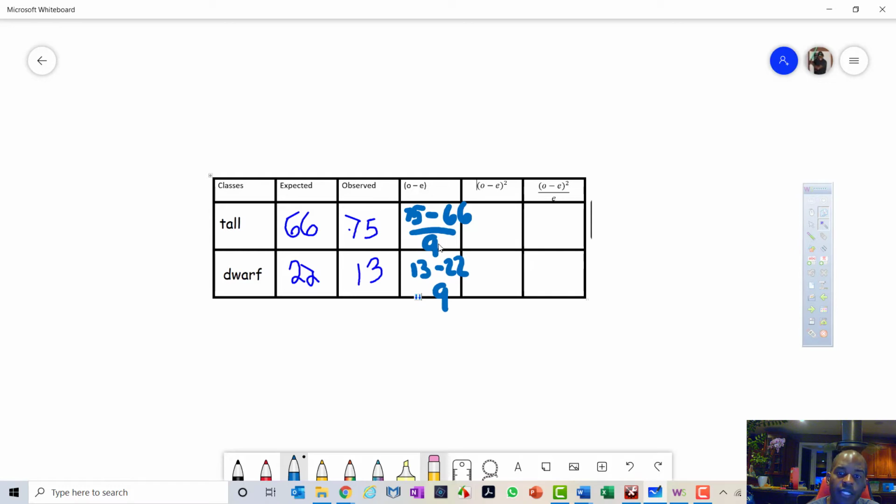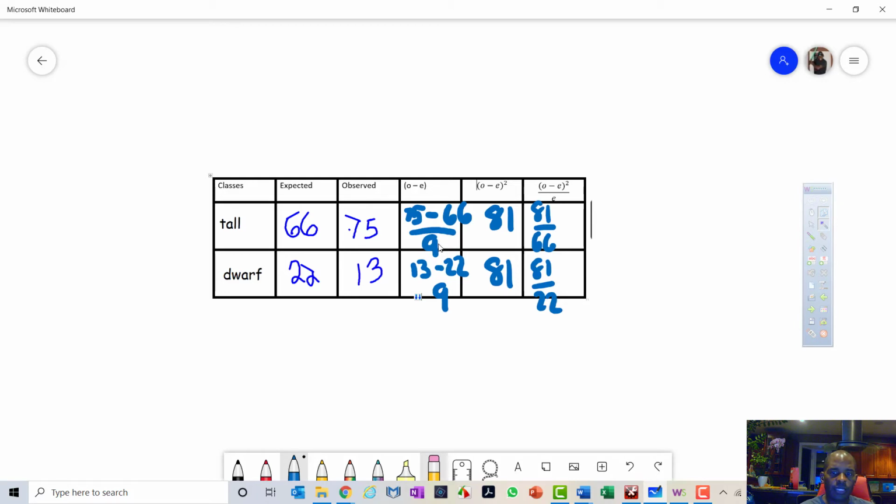Then this next thing over here is observed minus expected squared. So now I'm going to do 9 squared, right? So 9 squared is 81. And down here, observed minus expected squared is 81. And this final one is observed minus expected all squared, which is this column, divided by expected. So this is going to be 81 divided by 66. And this is going to be 81 divided by 22.